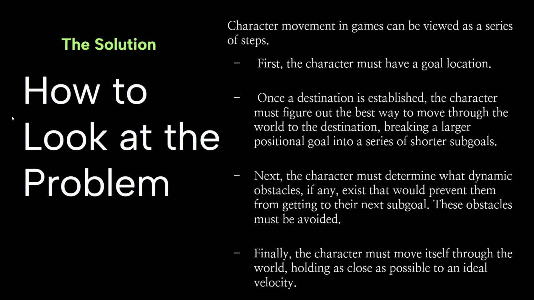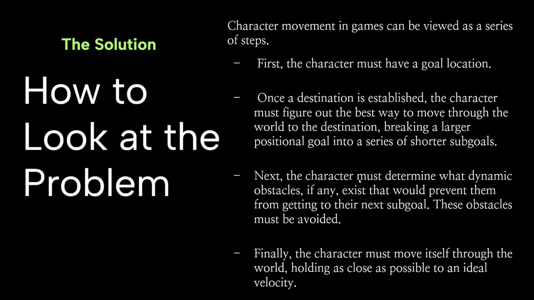So here's how we look at the problem. First we have to break down character movement into a series of steps. First the character has a goal location, and then once they figure that out, they have to figure out the best way to move through the world to the destination. So this is our A star part. Breaking up the world into a larger series of sub goals, and then figuring out how they get from here to here to here to here, so that they can get to their final goal.